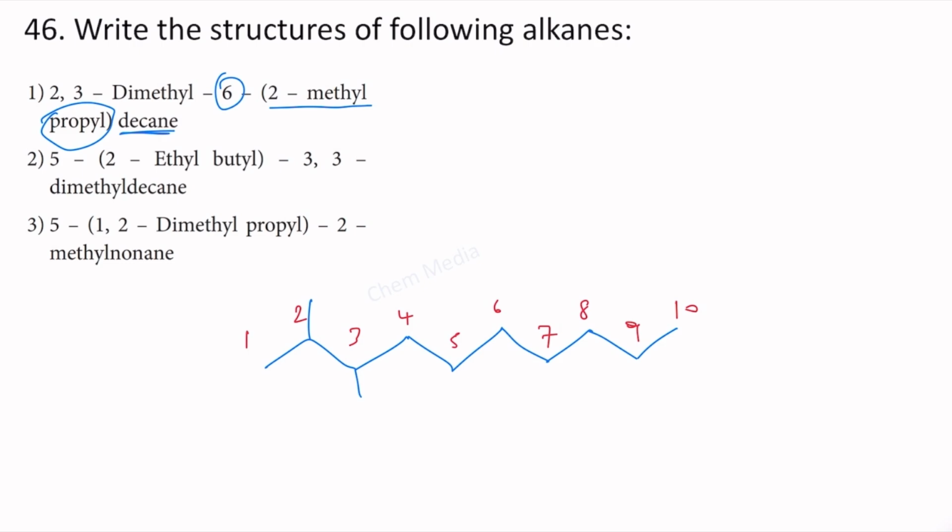At 6 position, we have a propyl chain. 1, 2, 3. Number it 1, 2, 3. The numbering should always start from this position, not from this position. That would be incorrect. Which has a methyl group at 2 position. Therefore, 1 methyl group. That's the structure of 2,3-dimethyl-6-(2-methylpropyl)decane. Let's go to the next structure.